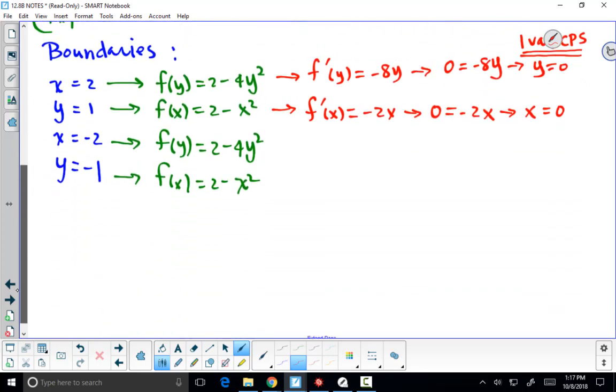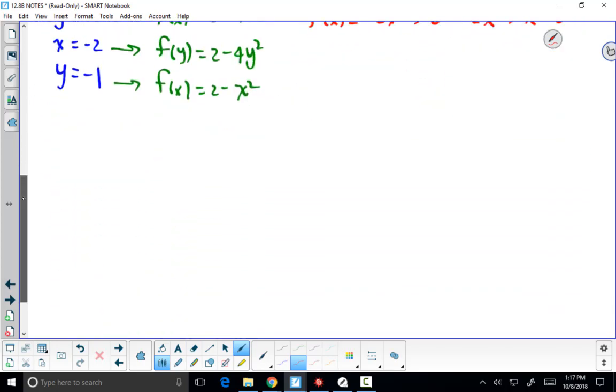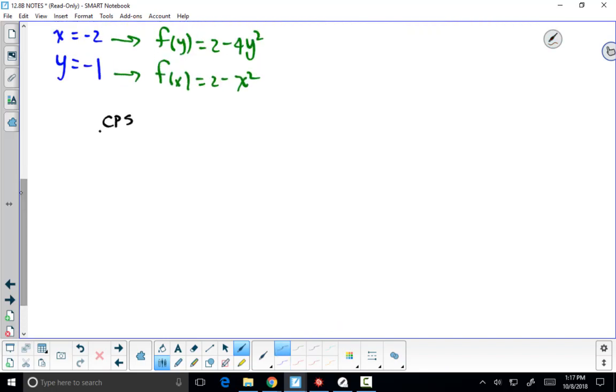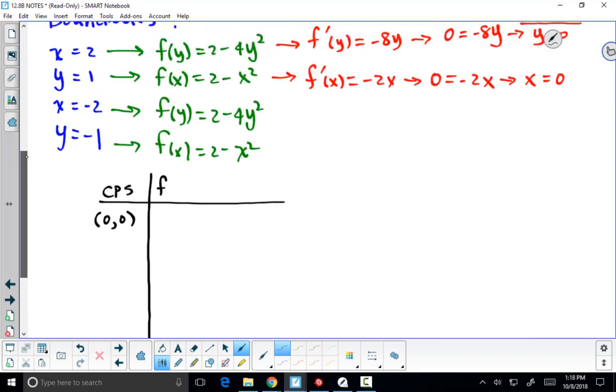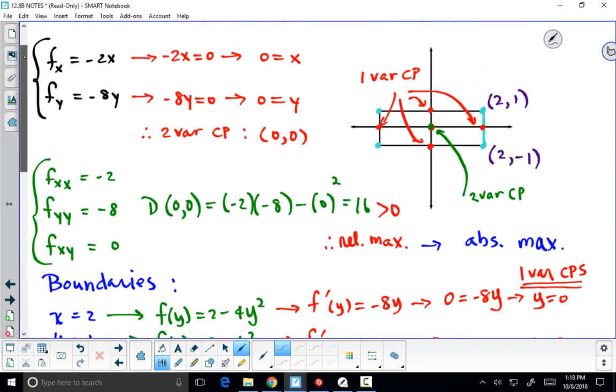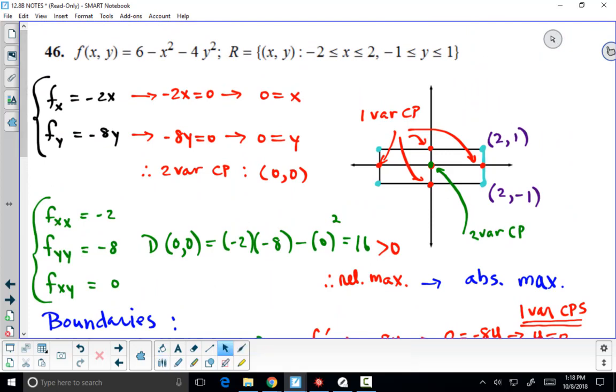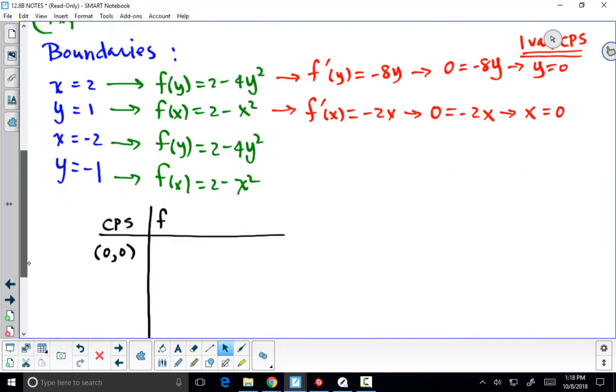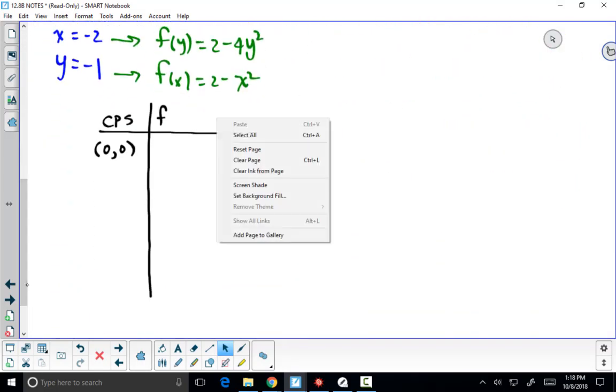So come down here. Now we're going to test. So we set up a little table. We have our critical points, and then we have the value of the function. So our critical points, we had our two variable critical point right there, and we plug that into our function. I need to bring that function down just so that we have it closer. So let's copy it and bring it down, right here. So we have it at our disposal.